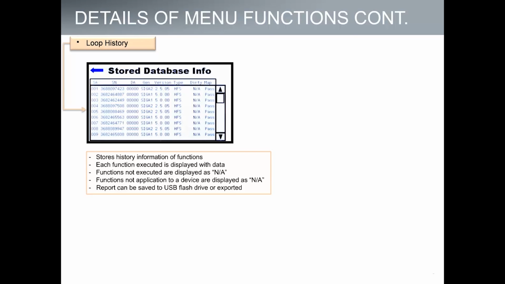Initialize function would have the short address, serial number, device address, generation, version, and the detector type. For dirty level, you'd have photo detector dirty levels between 0 and 100%. For map analysis, you would have mapping pass or fail data. An NA will be displayed if a particular function was not performed. When you select a device, the LED of that device will be active.